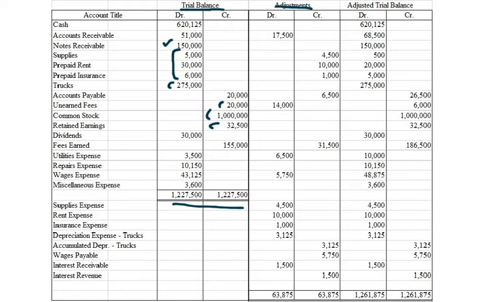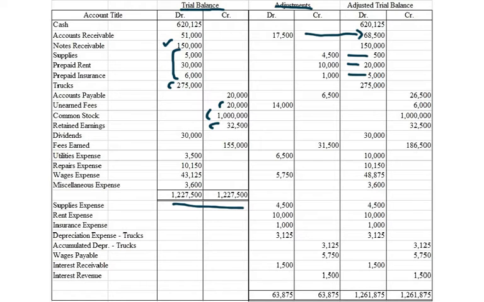First we've got accounts receivable, which was debited for an additional $17,500, because we had to accrue that $17,500 from the job that was completed. So that's why you'll see the balance in AR increase to $68,500. Now, as for these next three, supplies, prepaid rent, and prepaid insurance, those were all reflections of amounts that were used up. So every one of these is a subtraction in the account. In other words, we go down from $5,000 to only $500 for supplies. Prepaid rent goes from $30,000 to $20,000, and then prepaid insurance goes down from $6,000 to $5,000.